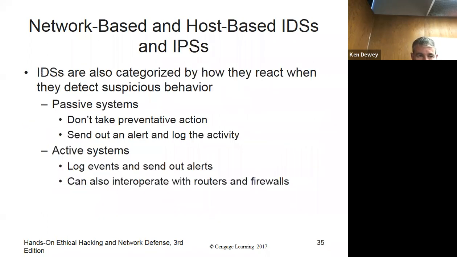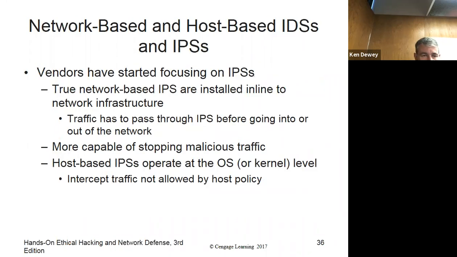Okay. So the IDSs are configured on how to react, what to do with them. Passive, they just listen and potentially report. So they're sending out an alert, log it. Active can actually send out an alert and can sometimes reconfigure, like block traffic, stuff like that. Okay. All right, it says vendors have started focusing on intrusion prevention systems. Why do you think they'd go from detection to prevention? Anybody?